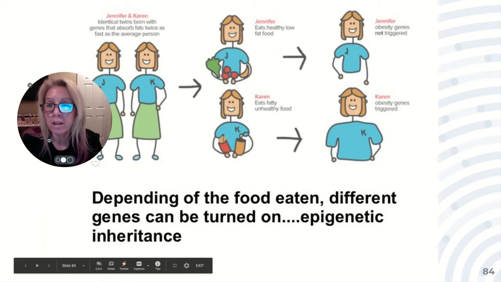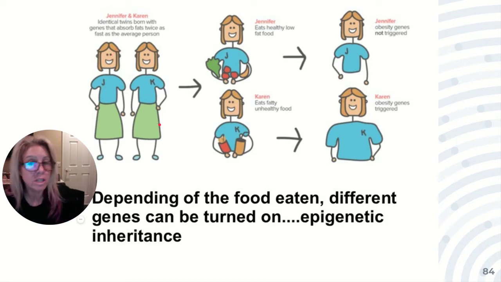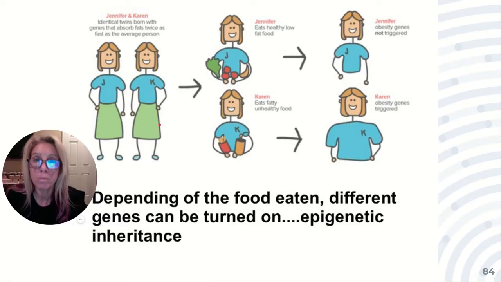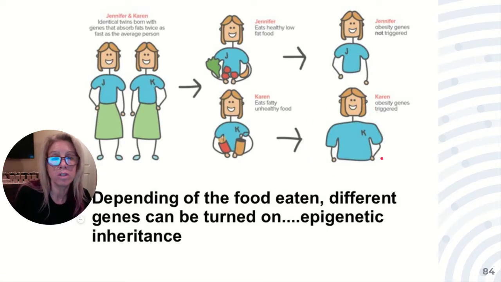Another example, here Jennifer and Karen, they are identical twins, and they were born with genes that absorb fats twice as fast as the average person. So they have the genes to possibly be obese. Jennifer has chosen to eat healthy foods, low in fat, and Karen, her twin, is eating a lot of, this looks very McDonald's-y, fatty, unhealthy foods. Jennifer's obesity genes are not triggered, but Karen's obesity genes are triggered.